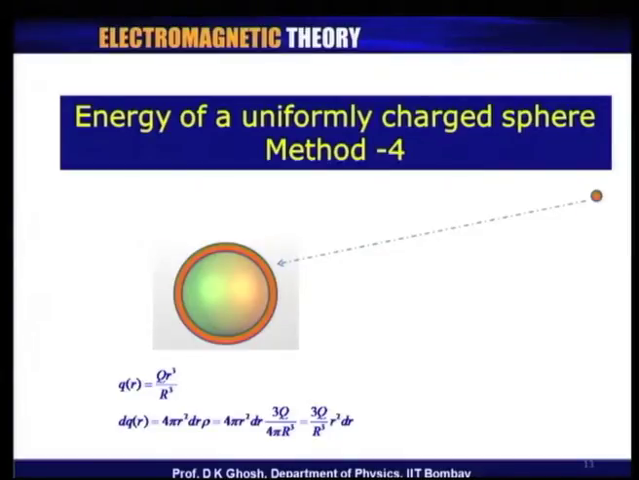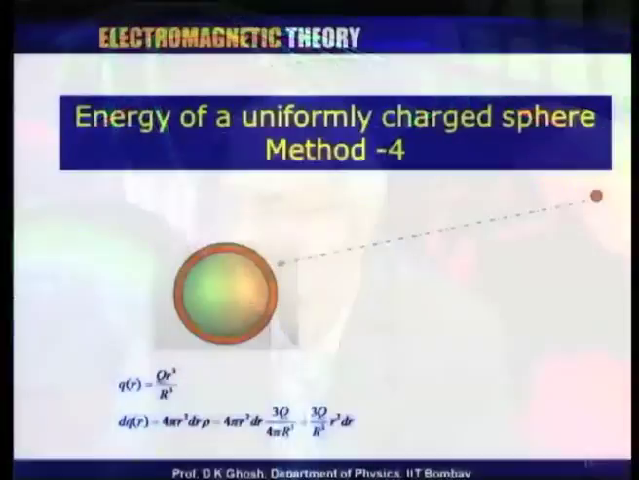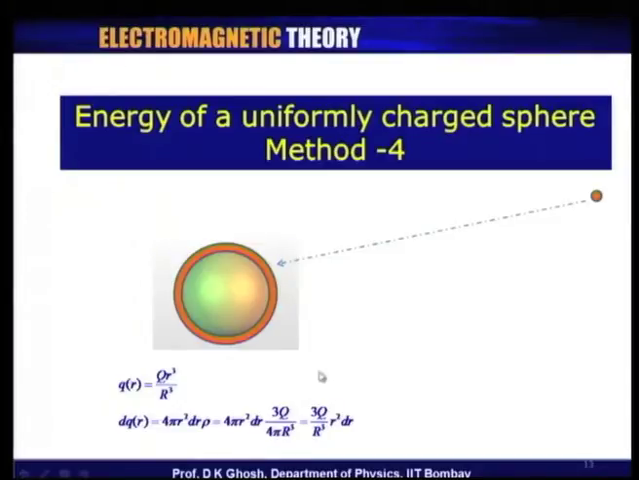What is delta q? What is dq? dq is the extra amount of charge that is contained in the spherical shell which lies within radius r and r plus dr. Therefore, the amount of charge dq is the surface 4 pi r square times dr, that is the volume of the shell, times the density rho. If you put all this in, you find dq is 3Q over R cube times r square dr.